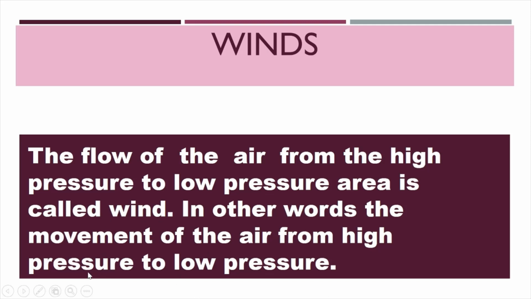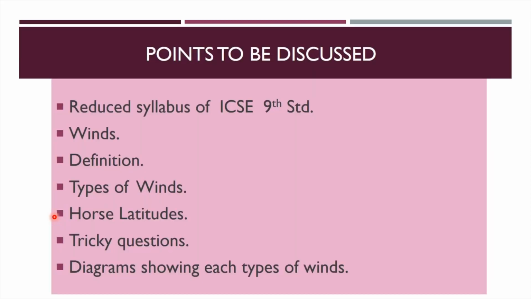So in this chapter we are going to discuss the reduced syllabus of ICSE 9th standard: the winds, its definition, types of winds, host latitudes, and some tricky questions which may be asked in the board exams, and diagrams showing each type of wind. These are the points we are going to discuss in this chapter. This is a little bit long video, but you have requested to watch it completely so that you will be able to study each and every point with all concepts.